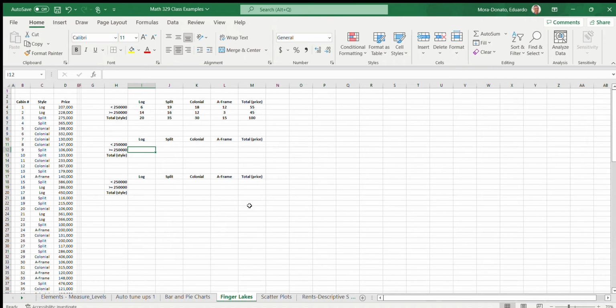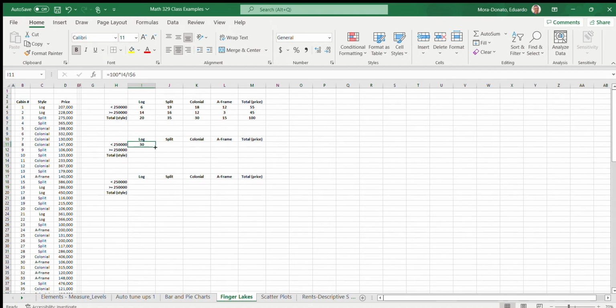For instance, in the first cell, I'm going to do this number as a percent of all log cabins. Since I'm going to divide in this situation by 20, but then I'm going to copy this to the right, I want the number 6 to be fixed. So I go to the formula bar and I type a $ here. Very good, and then I'm going to multiply by 100 because I want this expressed as a percent. So 30% of all log cabins are under 250K.